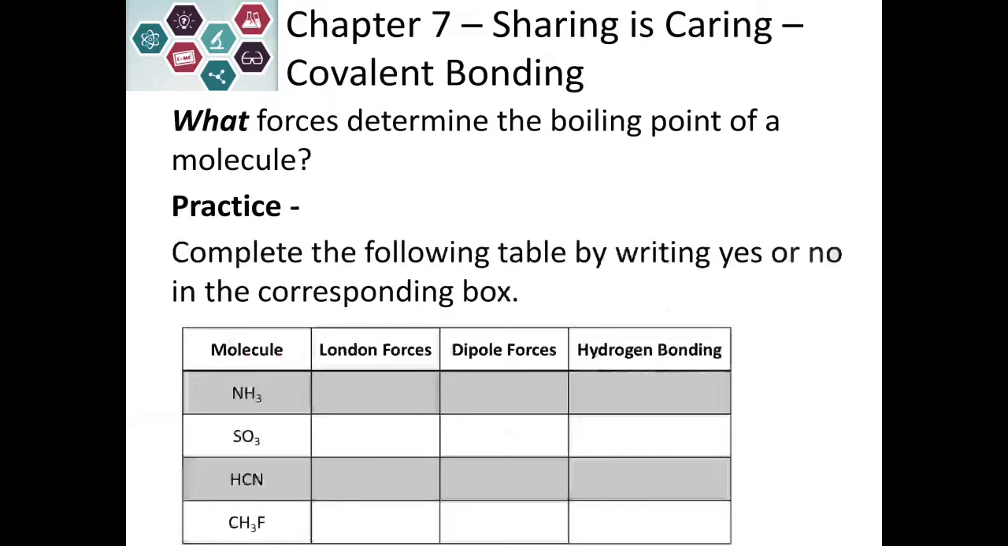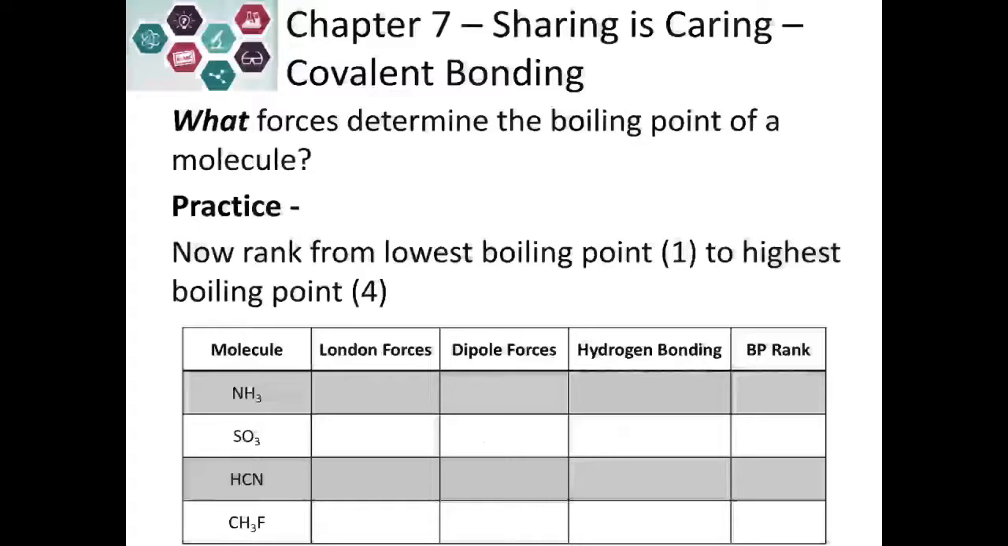So for ranking boiling points, we need to think about all 3 forces. The one that has the most forces is going to have the highest boiling point because it's more difficult to pull them away from each other. The one with the fewest intermolecular forces will be the lowest boiling point because it's easier to pull them apart. So London forces, everything had London forces, so yes. Dipole forces, we said yes to NH3, no to SO3, and then yes to the other 2. Hydrogen bonding, the only one that had it was the NH3. If we transfer this to the next slide, fill this back in real quick.